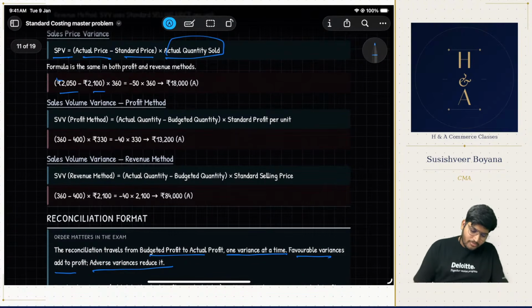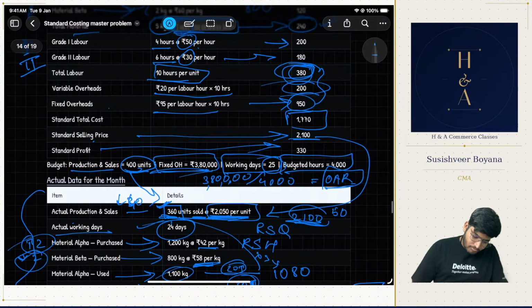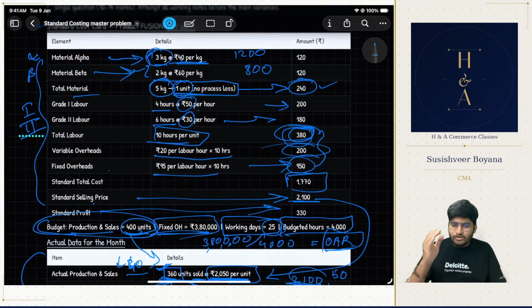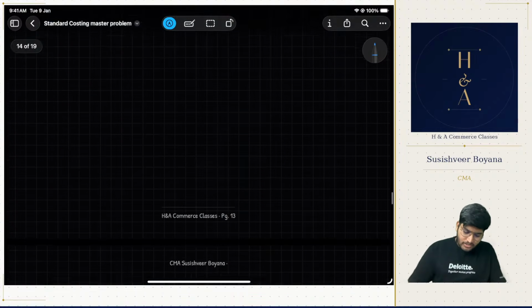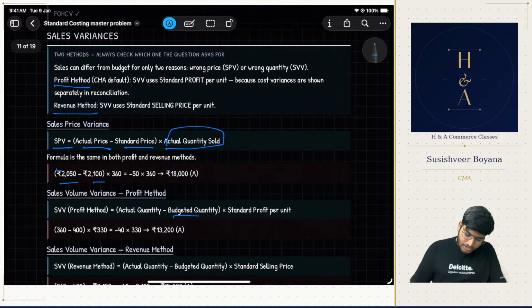Sales volume variance. Volume variance, quantity is differing. What is differing? Actual quantity versus budgeted or standard? Budgeted, because we anticipated that number of production and sales. Remember, in the question also, we are talking about budgeted production and sales. We don't ever see the standard production and sales. Sir, why would there be a standard production and sales? It should always be a budget, right? You always plan for your production and sales. So whenever you're going for sales volume variance, it is going to be budgeted quantity.